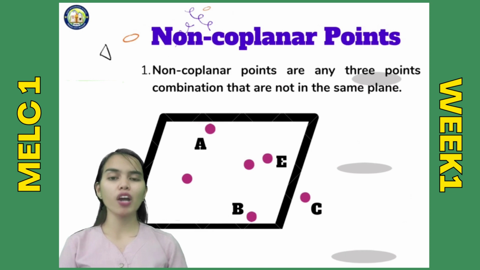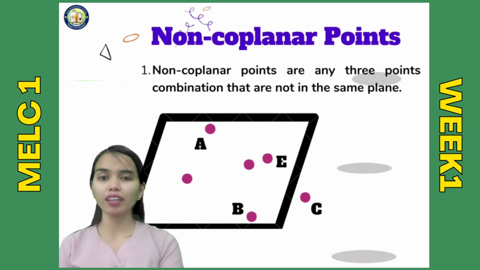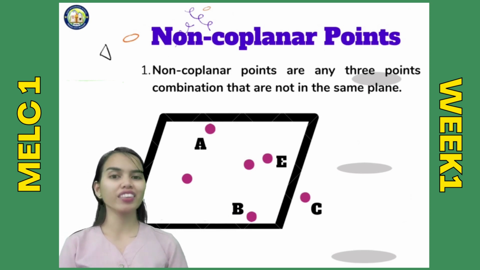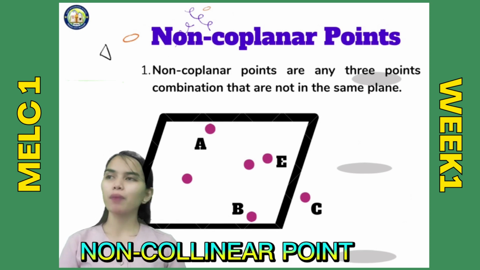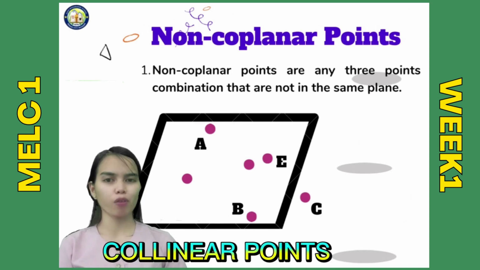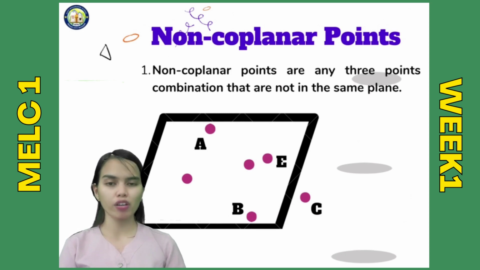So again, what do you call those points that are on the same plane? Very good. Those are coplanar points. What do you call those points that are not on the same plane? Very good. Those are non-coplanar points. What about points not on the same line? Very good. Those are non-collinear points. What about those points that are on the same line? Very good. Those are collinear points. So you have already known the different kinds of points on the lines and on planes.